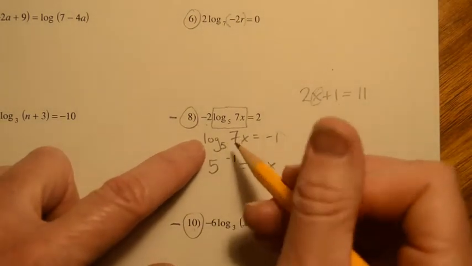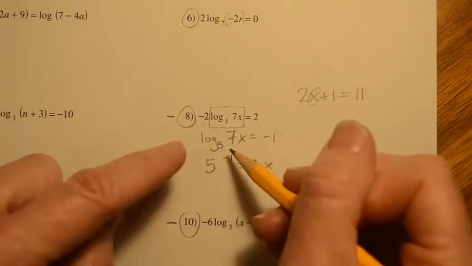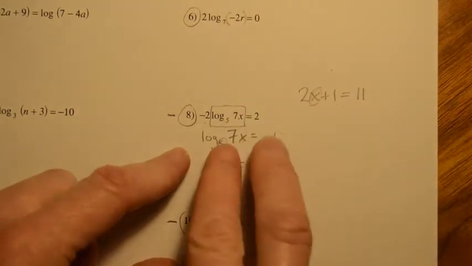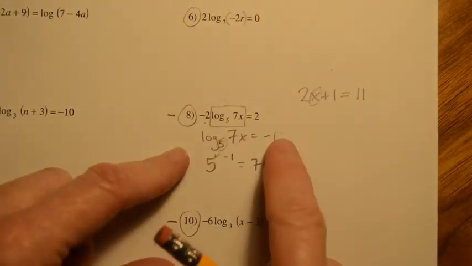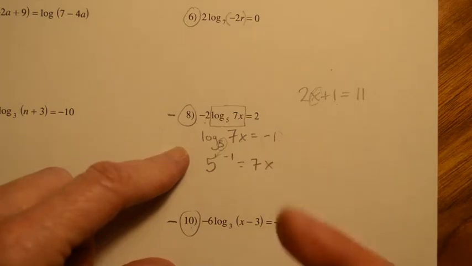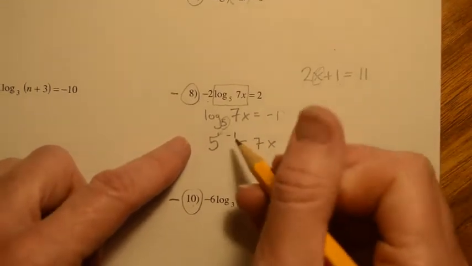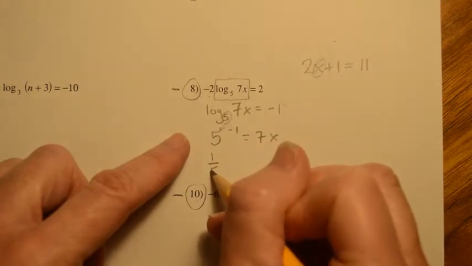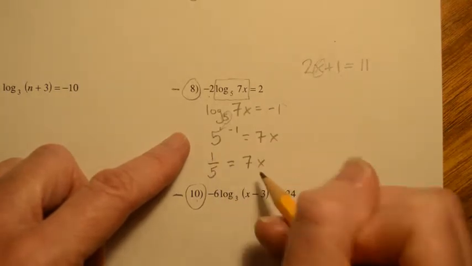All right, again, when we convert from logs to exponents, or logarithmic form to exponential form, we keep the base, and then these two just flip-flop. So that -1 is the answer in this problem, but it becomes the exponent here. This was the argument in this problem, it becomes the answer. Okay, so we have 5 to the negative first equals 7x. 5 to the negative first is 1/5 equals 7x.